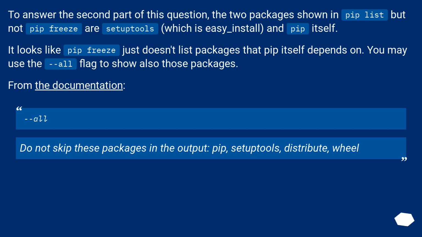To answer the second part of this question, the two packages shown in pip list but not pip freeze are setuptools, which provides easy_install, and pip itself. It looks like pip freeze just doesn't list packages that pip itself depends on. You may use the --all flag to show also those packages. From the documentation: --all, do not skip these packages in the output: pip, setuptools, distribute, wheel.